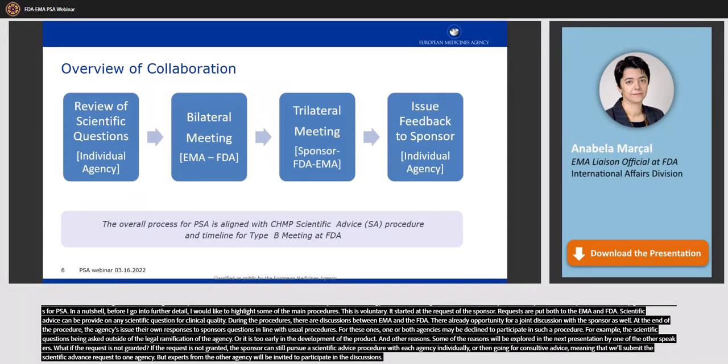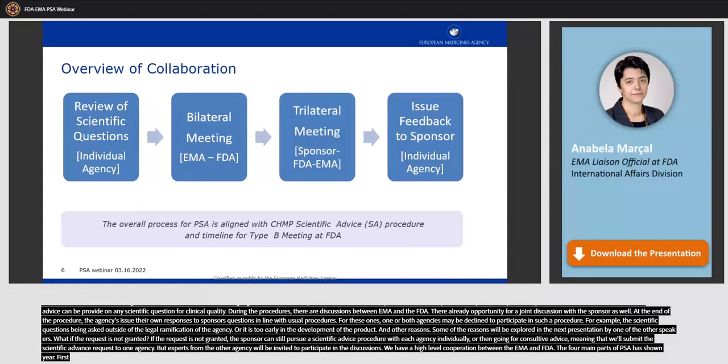In this slide, we have a high-level overview of the collaboration between EMA and FDA during a PSA procedure. The four main parts of PSA are shown here. First, a review of scientific questions that are submitted in the sponsor's meeting package. Both agencies receive the same questions and background materials and will review them individually.